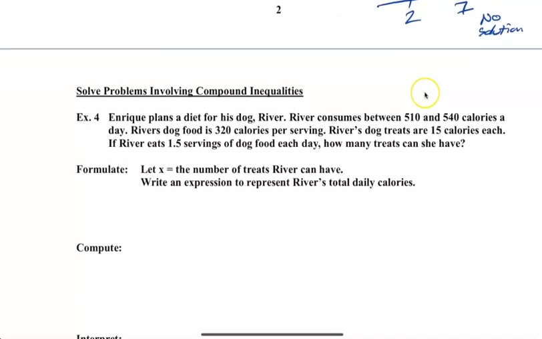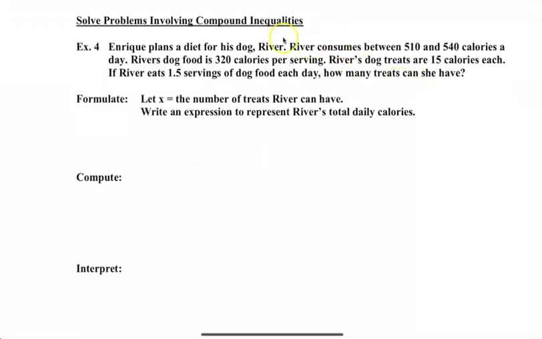Okay, last let's do an application problem. So Enrique plans a diet for his dog, River. River consumes between 510 and 540 calories a day. River's dog food is 320 calories per serving. River's dog treats are 15 calories each, I should say. If River eats 1.5 servings of dog food each day, how many treats can she have?